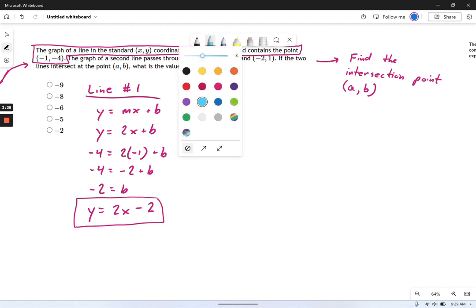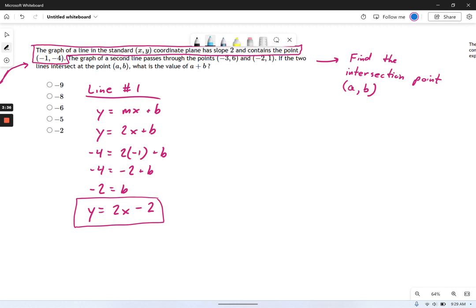Great, we're halfway done. Now, line number 2, we're told some information about this thing. I'll just underline it right here. It passes through those 2 points. Well, it's not as nice as telling me the slope, but we can go find the slope.